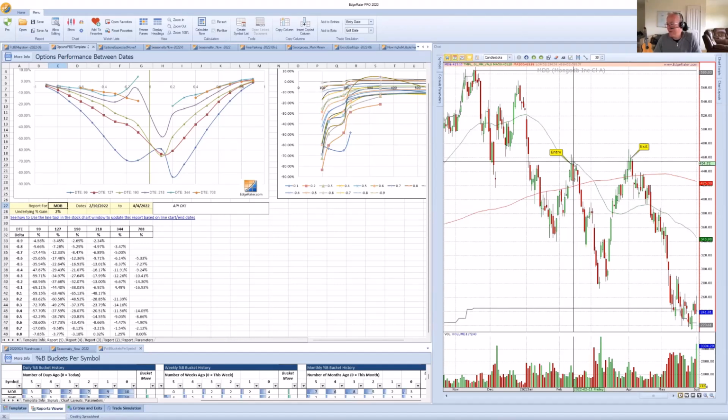So yeah, if you would have had some kind of credit spread here, you'd have done okay. If you'd had an iron condor here, you'd have done okay. But it's interesting to research those kinds of things. So that was one thing that I did mention last weekend.